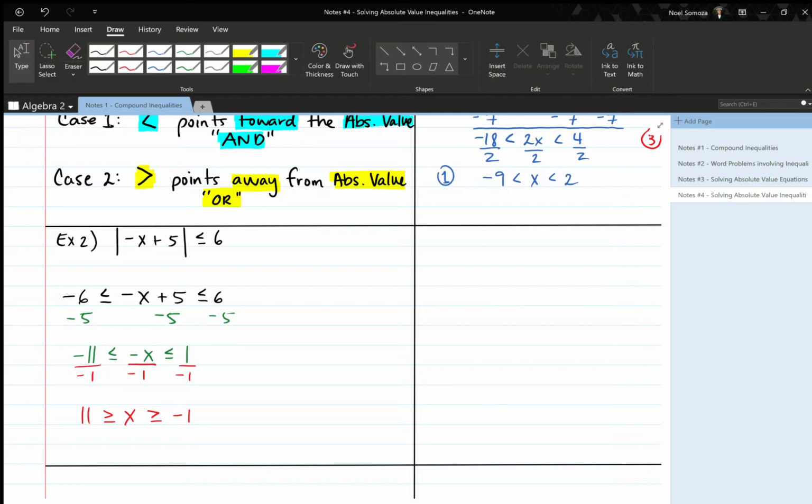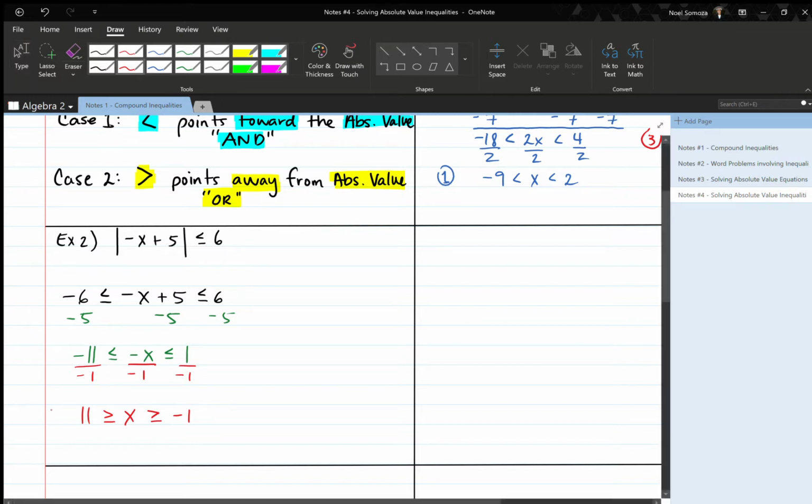Okay. So from here, that's part 1 of our answer. For part 2, our inequality number line. I have 0, I have negative 1, and I have 11.